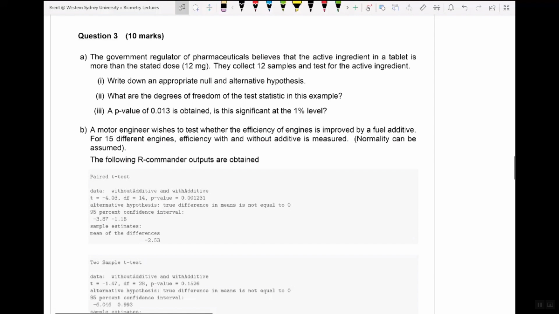So for this one, again, I need to ask myself what is happening. This is a single sample t-test. I've got a single sample, just one sample of 12 numbers. From those 12 numbers, I'm going to calculate a sample mean and try and infer from that sample value if the true value across all of the tablets is bigger than 12 milligrams or not. So it's a single sample t-test. So this is how I would write it out for part one.